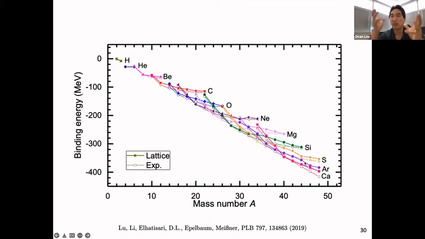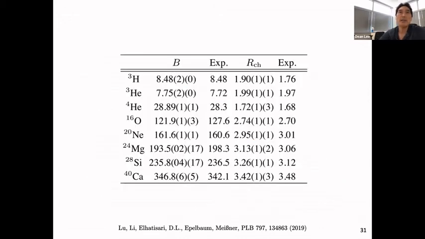It's not the unitary limit because the range of interaction plays some role, but it's not that far away from the unitarity limit in some sense. Okay, so you can see some of the properties of this SU4 symmetric theory plus the Coulomb interaction. So here are the binding energies for the triton compared to experiment, helium-3, helium-4, oxygen-16, neon-20, magnesium-24, silicon-28, calcium-40, as well as the charge radii. And you can see this very simple SU4 theory does a fairly good job of that.